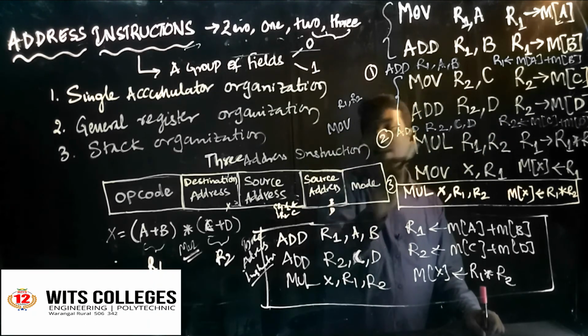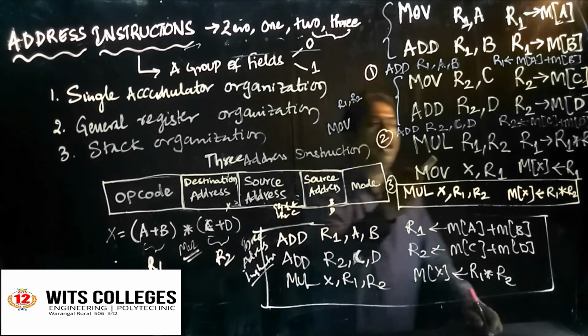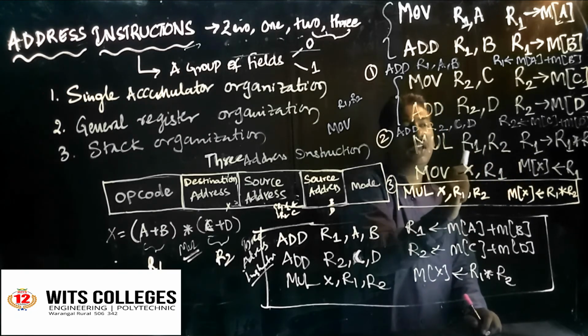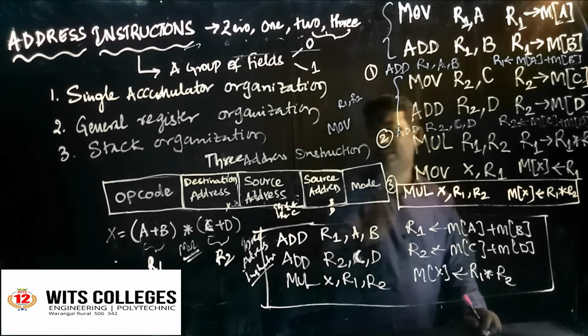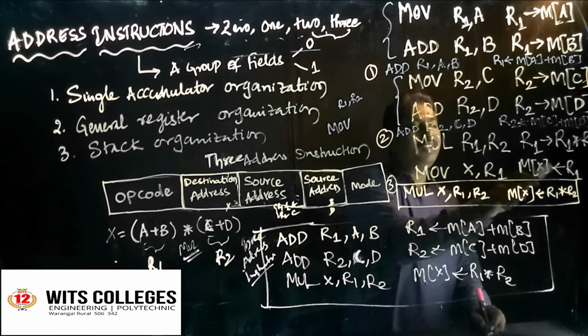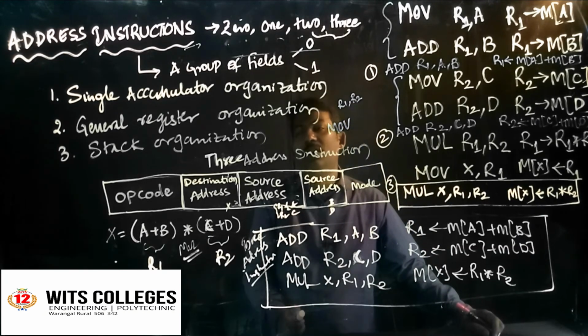Then we are going to MUL. MUL R1, R2, R1 stands for R1 into R2. Whatever is multiplied, it will be stored again in R1. Then MOVE the X value, the output: MOVE X, R1, M of X stands for R1. Whatever is stored in R1 will be transferred to X. So this is about the 2 address instruction.